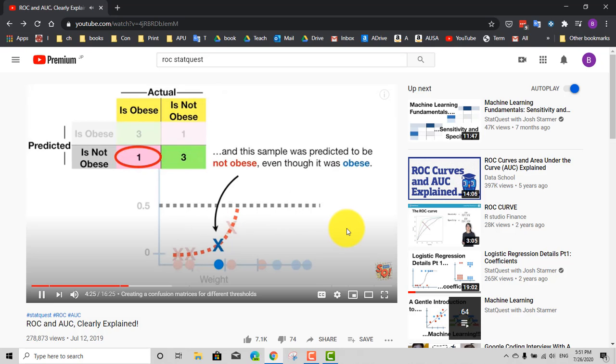And this sample was predicted to be not obese. So this one was predicted to be not obese, but it's blue, so it is obese. So it's wrong. So that's here. It was predicted to be not obese because it's not very heavy. So it's predicted to be not obese, but it actually is obese.